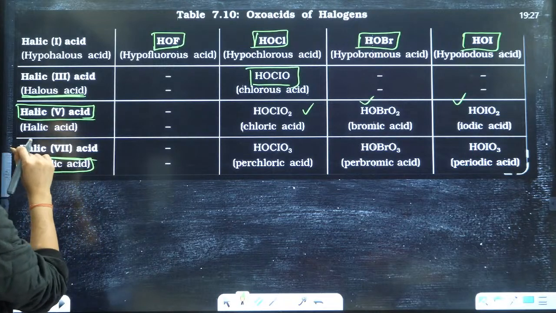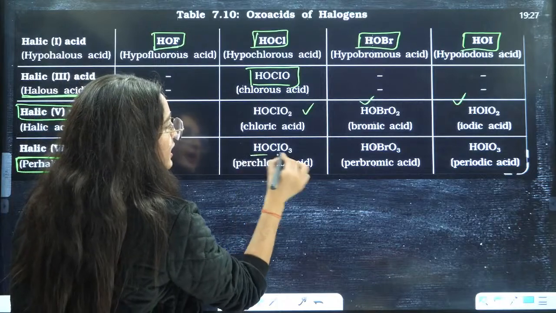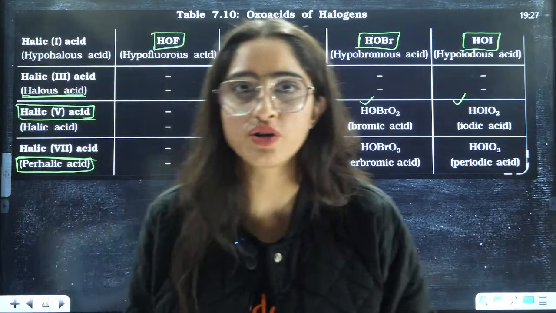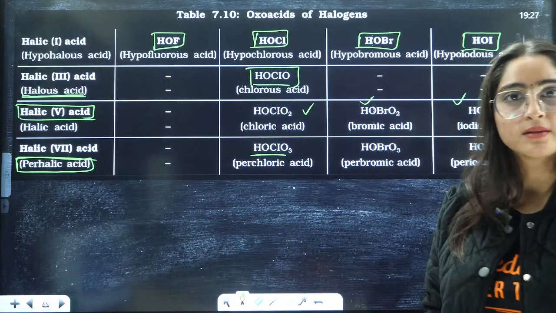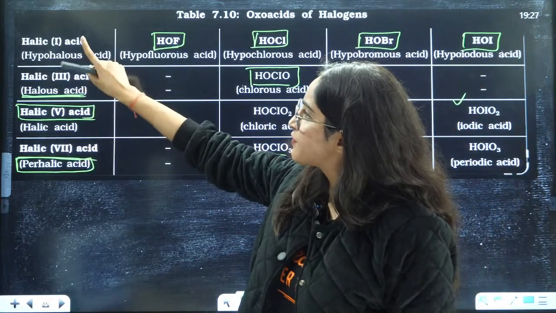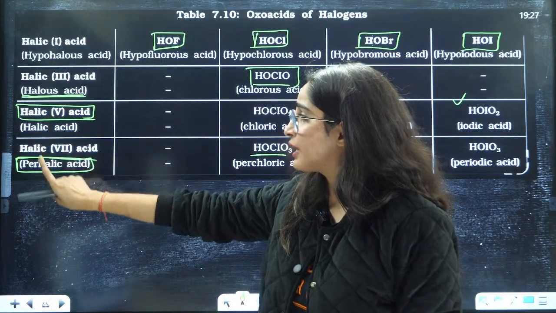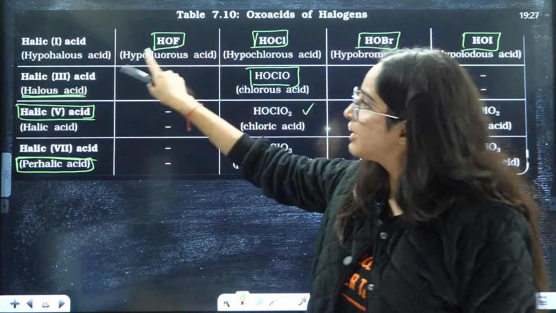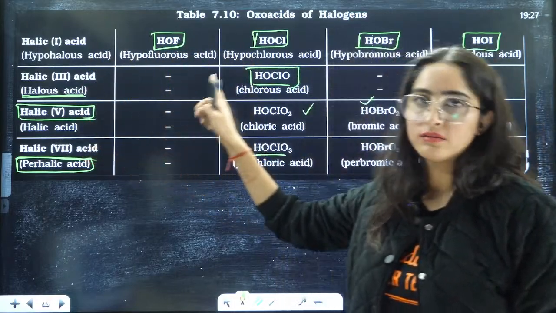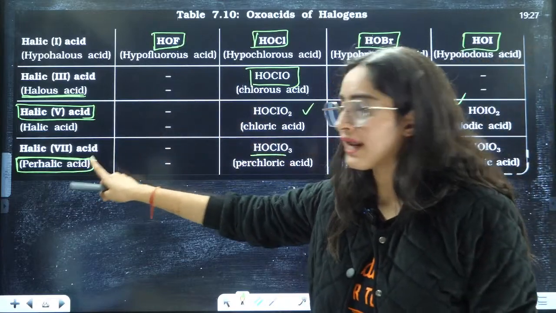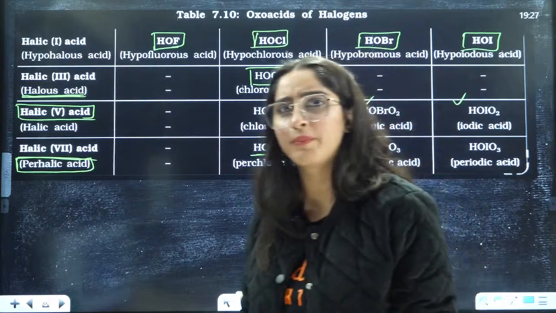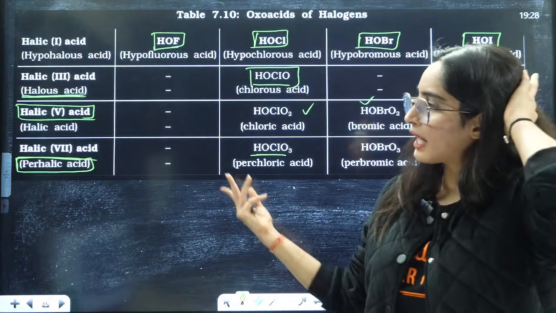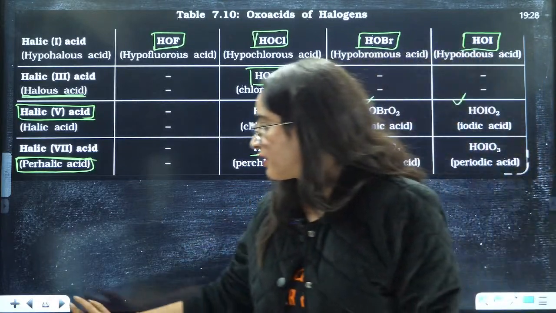Perhalic acid has 3 extra oxygens as compared to the hypohalous acid. So first you have hypohalous, then halous, then halic, then perhalic. These are the 4. Hypohalous exists for all of them, halous only for chlorine, halic and perhalic not for fluorine. I think you have already learned this chart, and it's very easy to remember. What's the big deal?